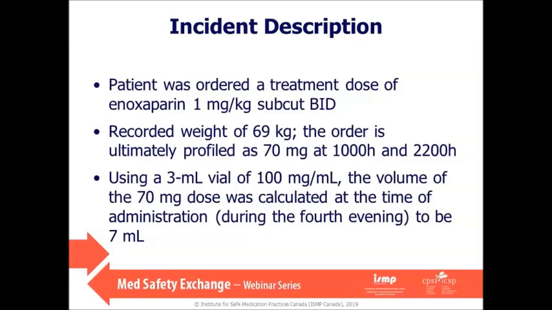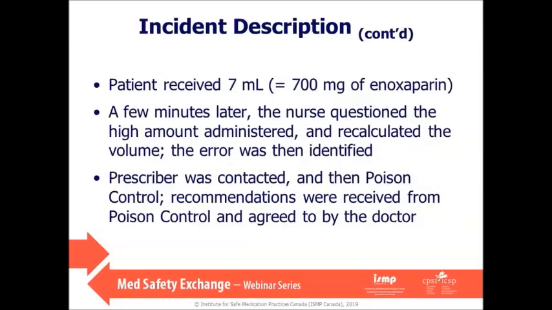And using the multi-dose vial, 100 milligram per ml, 3 ml, the volume of the 70 milligram dose was calculated at the time of the administration to be 7 ml. This was not the first dose of the order. So the patient received 700 milligrams as a result.